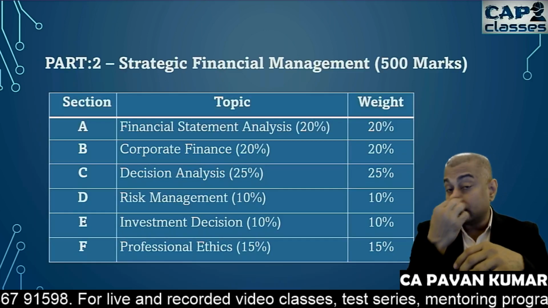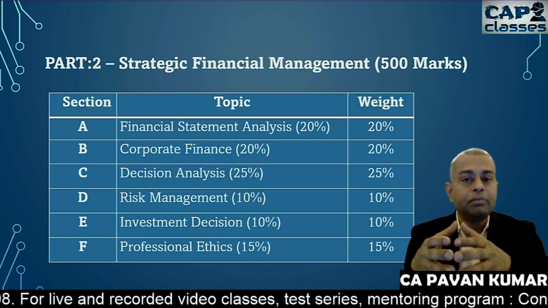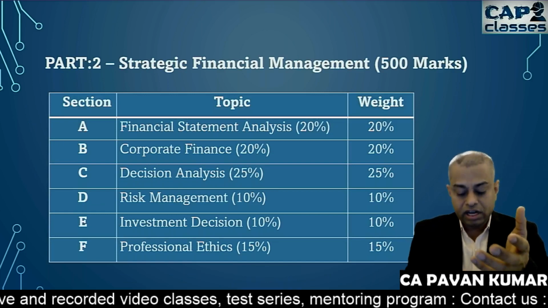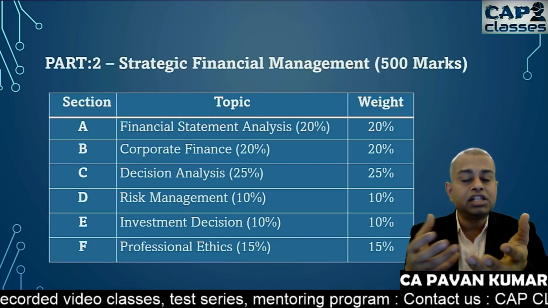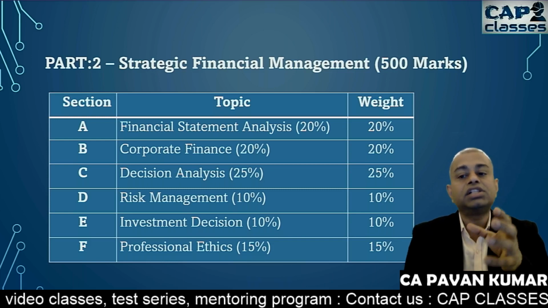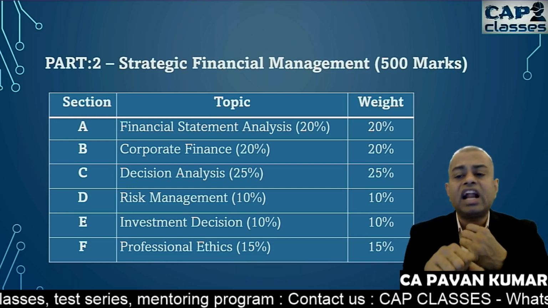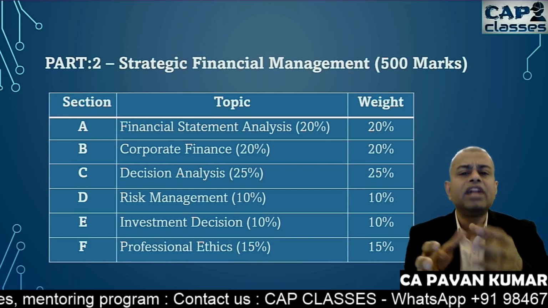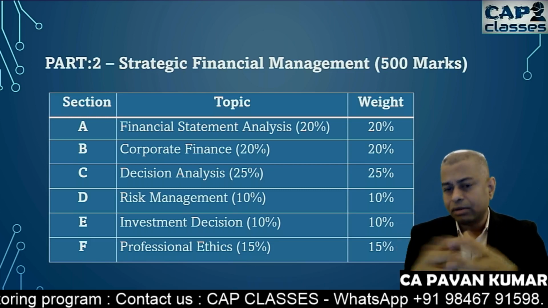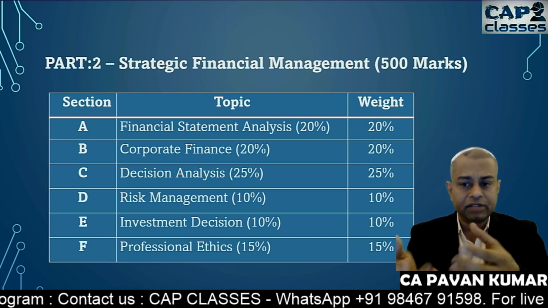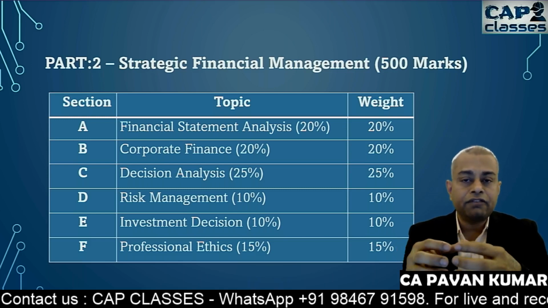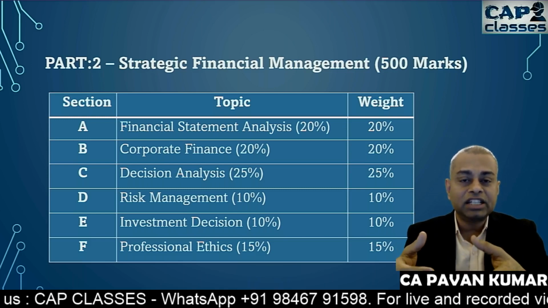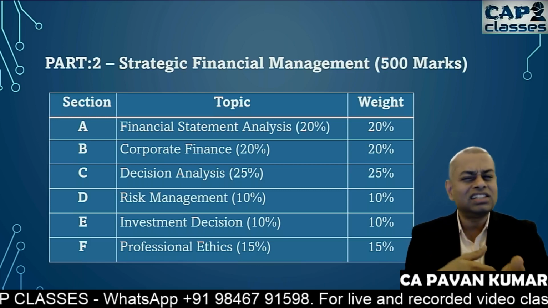Then comes your part 2. What is part 2? Strategic financial management. Today management accountants have to deal with a lot of financials, no? So strategic financial management. First, to begin with, financial statement analysis, which is similar to your ratio analysis, etc. So this is basically financial management. See, if you start studying financial management, what do you start with? Ratio analysis and leverage analysis.